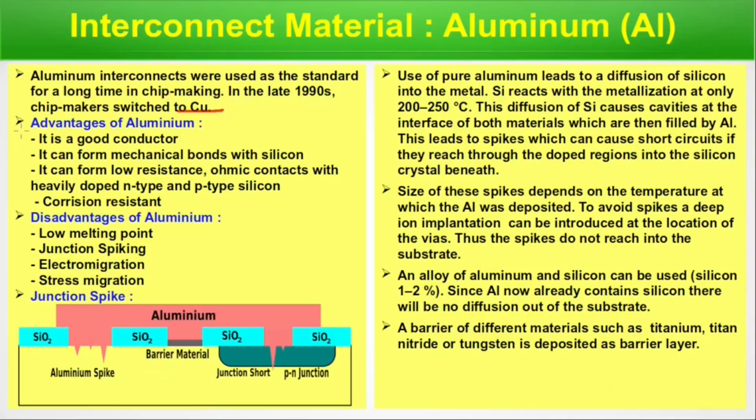Now, advantages. What are the advantages? It's a good conductor. It can form mechanical bonds with silicon. It can form low resistance ohmic contacts with heavily doped N-type and P-type silicon. Corrosion resistant. There are some disadvantages also: low melting point, junction spiking, electromigration and stress migration.